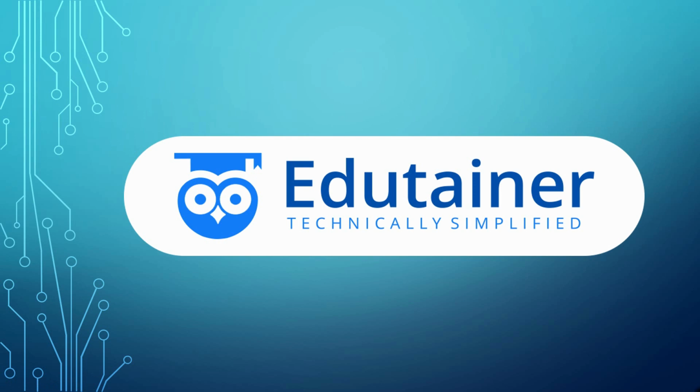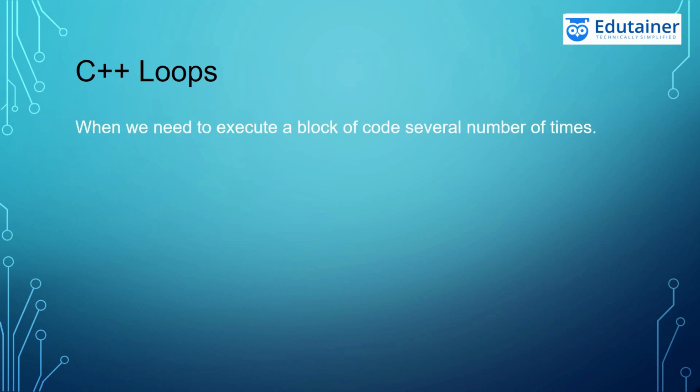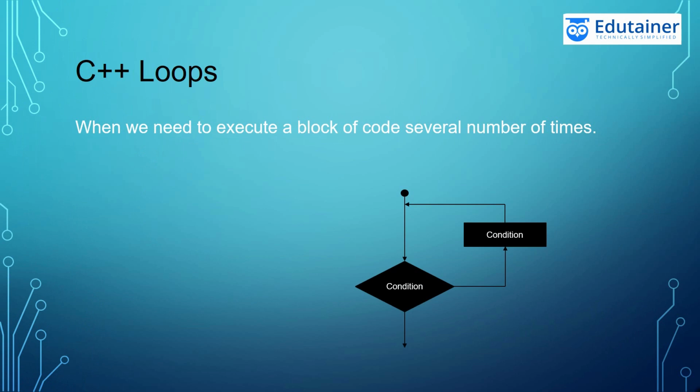So let's start. C++ loops. What is the use of loop? Loops help us to run a program multiple times or sequentially. When we need to execute a block of code several times, we use a loop. So let me explain using a flowchart.